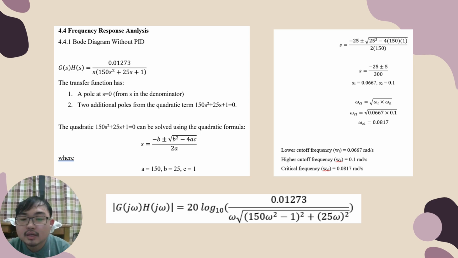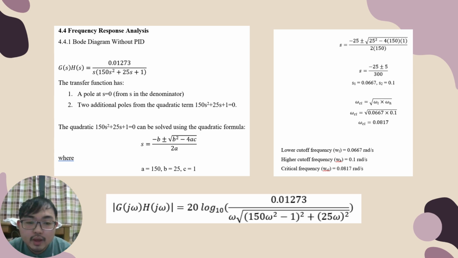0.01273 over s bracket 150 s squared plus 25s plus 1. The transfer function has a pole at s equal to 0 from the s in the denominator, followed by two additional poles from the quadratic term 150 s squared plus 25s plus 1 equal to 0. The quadratic can be solved using the quadratic formula: s is equal to negative b plus or minus the square root of b squared minus 4ac, over 2a, where a is equal to 150, b is equal to 25, and c is equal to 1.